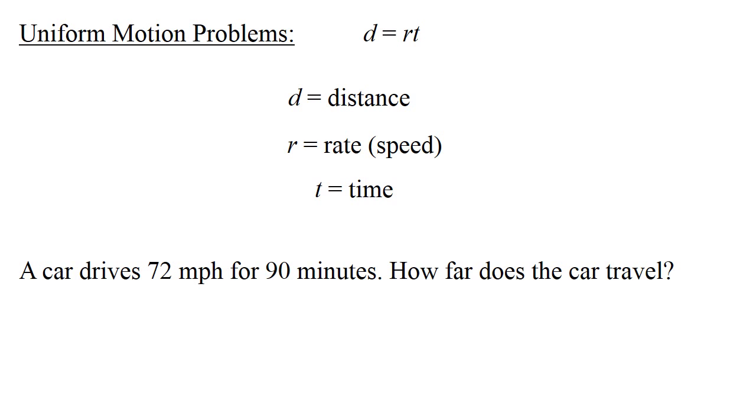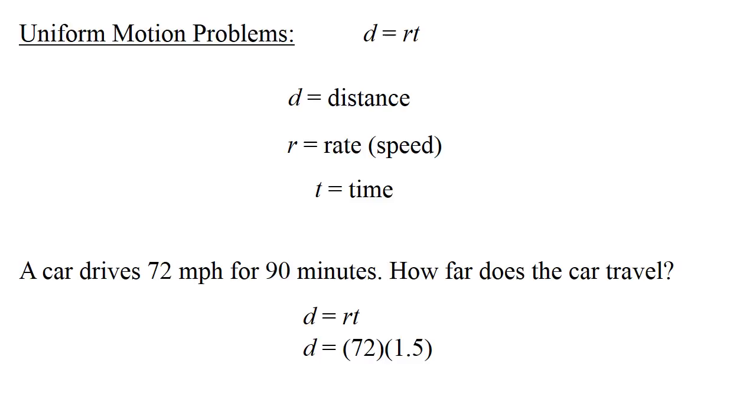Let's say we are looking at the situation where a car is driving 72 miles per hour for 90 minutes. We want to know how far the car traveled. So we use our formula, distance equals rate times time. We fill in our numbers. Our rate is 72 miles per hour, and our time is 1.5. Why did I put 1.5 instead of 90?